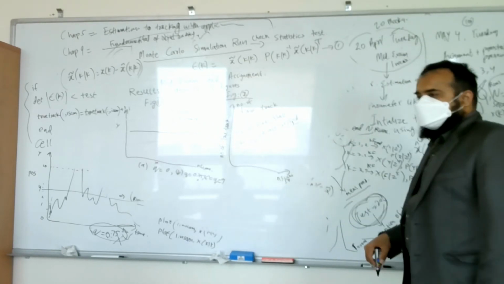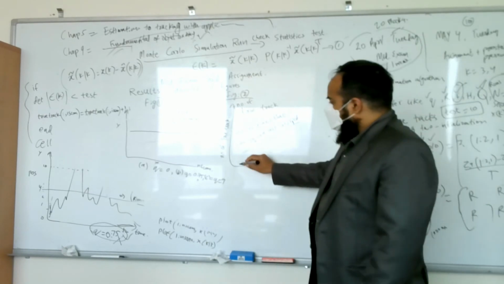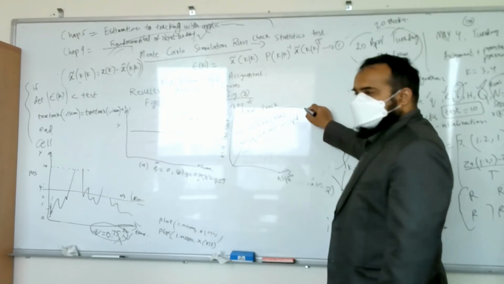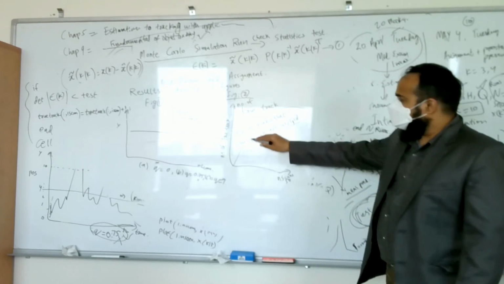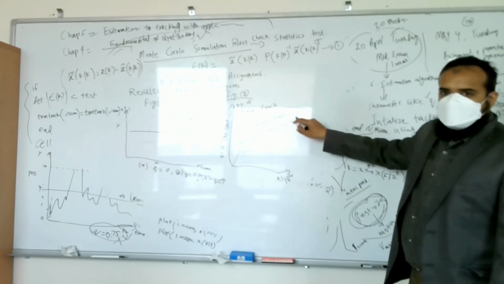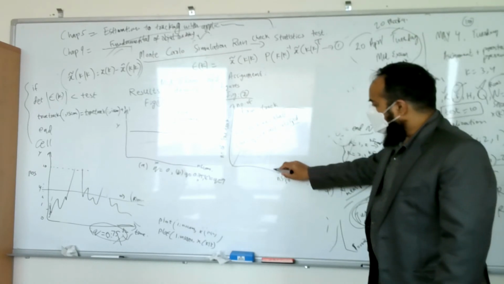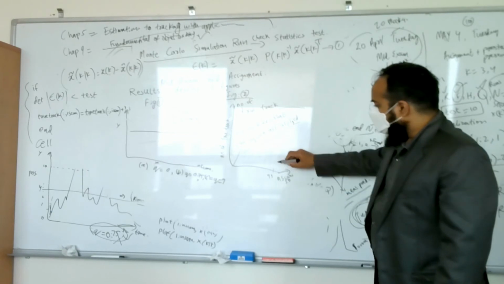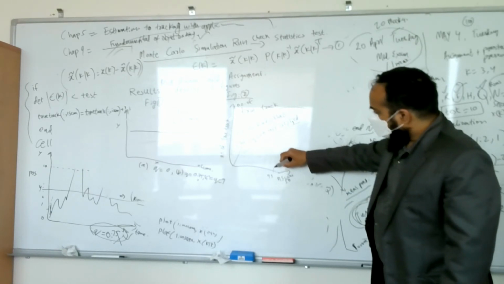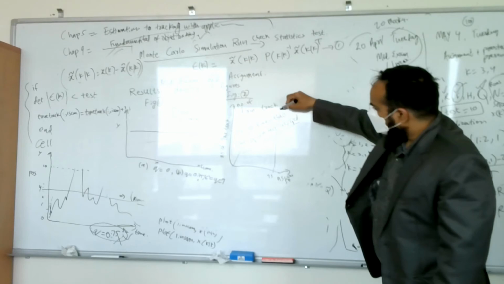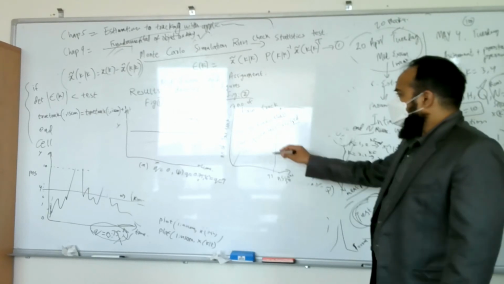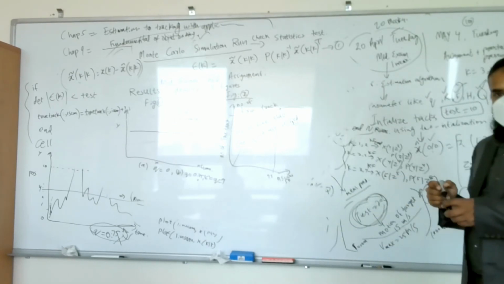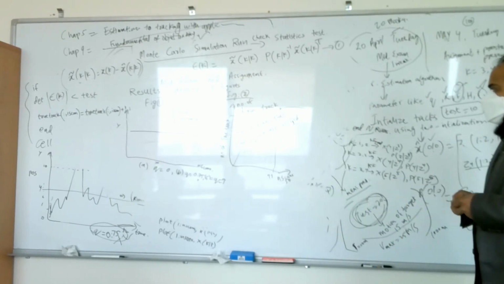So the trajectory will be like this one. The output should be like this one. This will show that at scan 45, the number of true tracks is, suppose, this value.